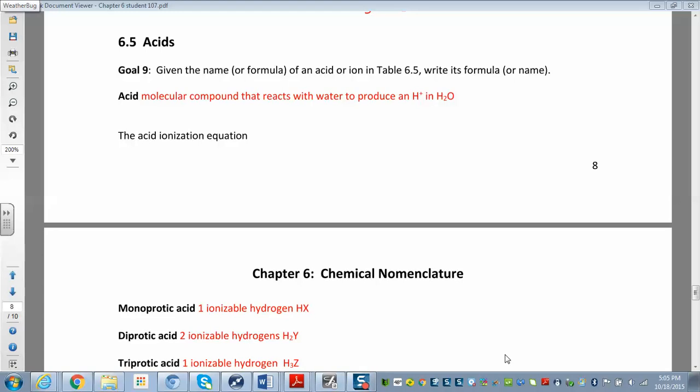So the last thing we have to name are acids. An acid is a molecular compound that reacts with water to produce an H+. All acids are going to have a hydrogen in front of them, and that's what we're going to look for.